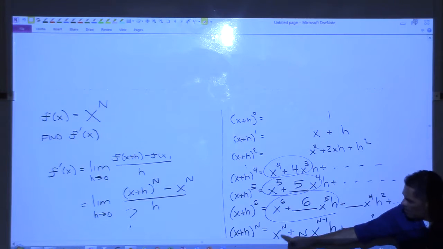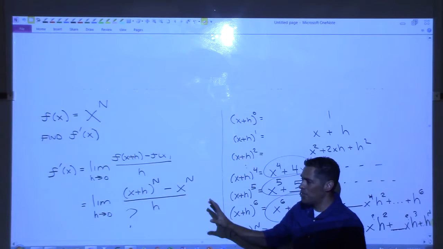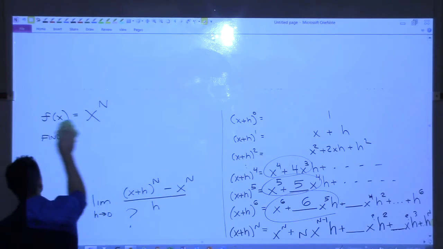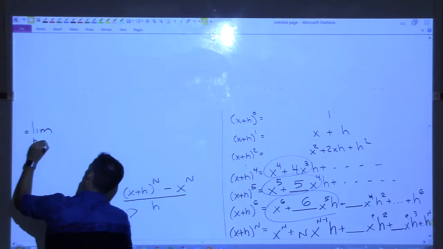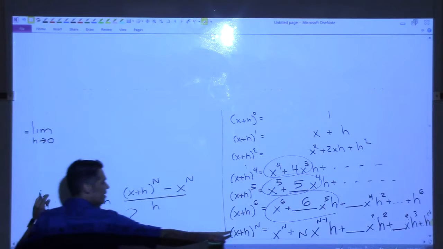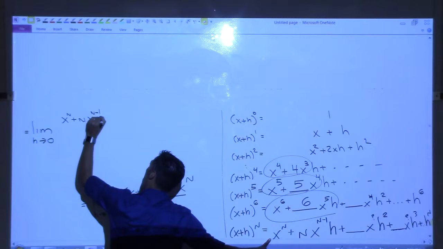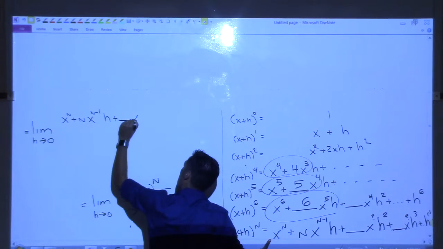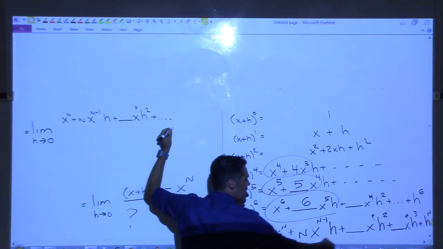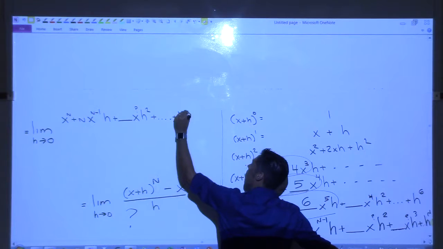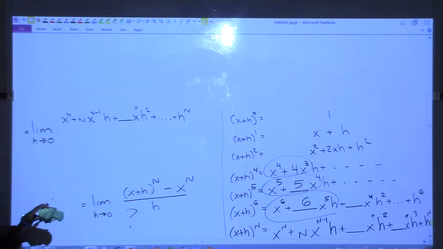So, do you see the x to the n in front? And do you see that we have a minus x to the n in the back here? We're going to put this together now. All right, we're going to rewrite this limit as this expanded using that. So that's x to the n plus n x to the n minus 1 h plus something in front of x to some power h squared plus, and then all of this stuff until I get down to h to the n. Do y'all agree that that's kind of like my very loose expansion of this?